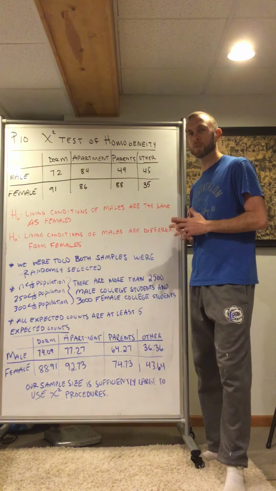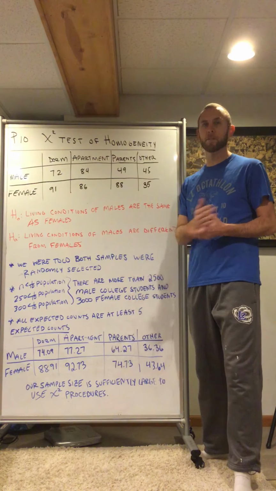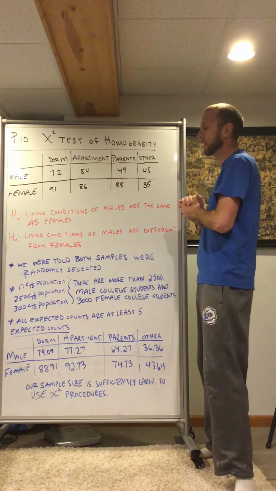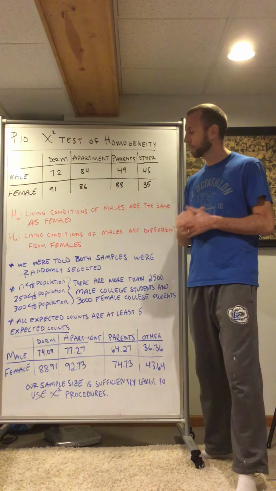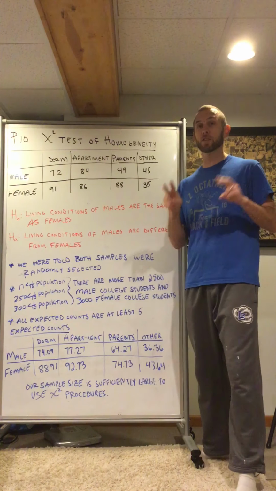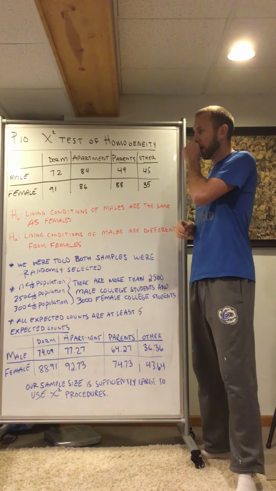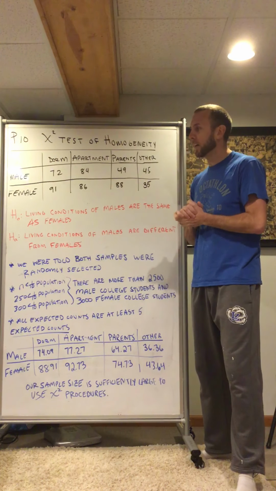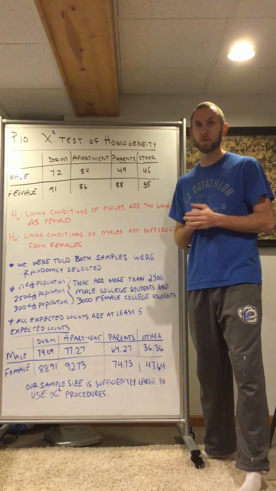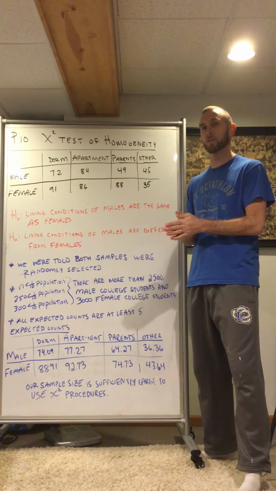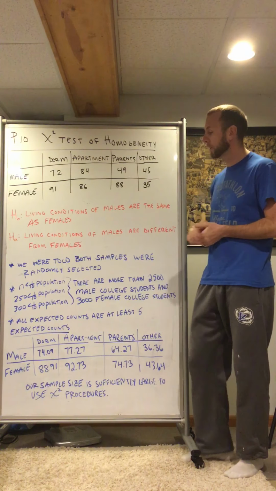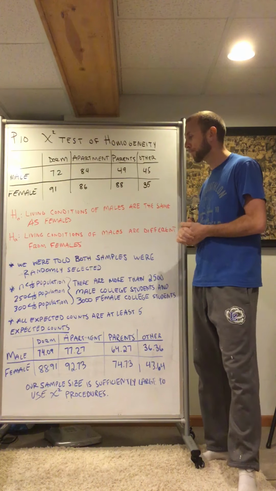Let's take a look at our assumptions. Assumptions are exactly the same as our other chi-square procedures. We still have a random sample. In this case, because they took two different samples. In the stem of the problem, you may have recognized that they took a sample of male students and a sample of female students, two different samples. So we are told that both samples, plural, are randomly selected.